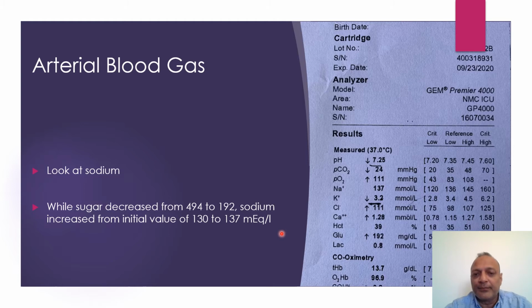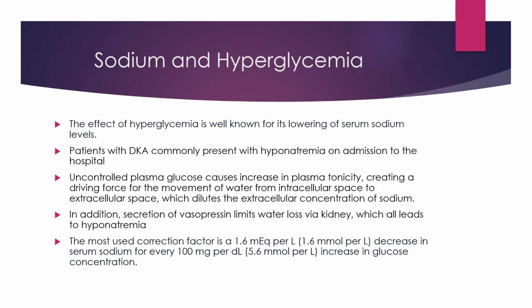How did it happen? How does the management of diabetic ketoacidosis or uncontrolled diabetes affect the sodium metabolism? Let's go into some details. The relationship between serum sodium and blood glucose is quite complex, and it needs to be understood for better management of diabetic ketoacidosis. With the rise in blood sugar, plasma tonicity increases, and it works as driving force for the movement of water from intracellular to extracellular space, thus leading to dilutional hyponatremia.